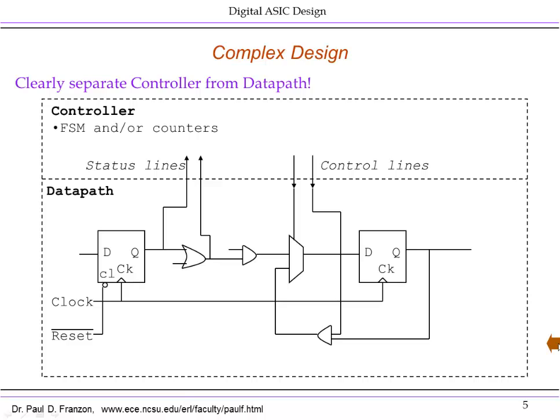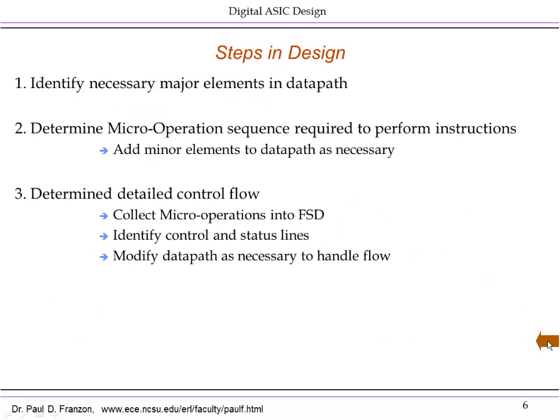When we get to the controller, we'll identify status lines coming from the processor and the control lines going to the processor. Many of these are select lines on multiplexers. So what we're going to start off with is to rough out the design. That is, identify the major elements that have to be in the data path. Then we're going to determine in detail what are the micro-operation sequences required to perform the required steps in the specification. In this case, the specification is to execute specific types of instructions.